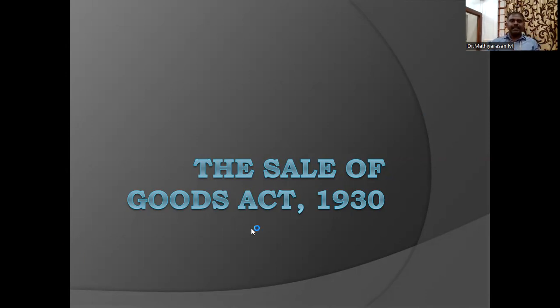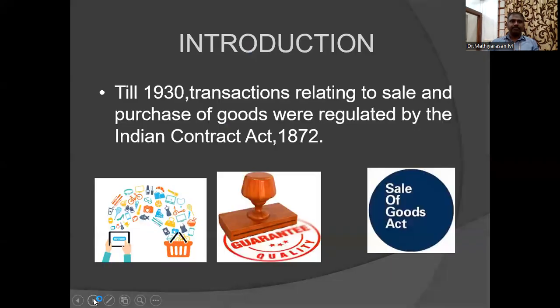The Sale of Goods Act 1930. Till 1930, transactions relating to sale and purchase of goods were regulated by the Indian Contract Act 1872.